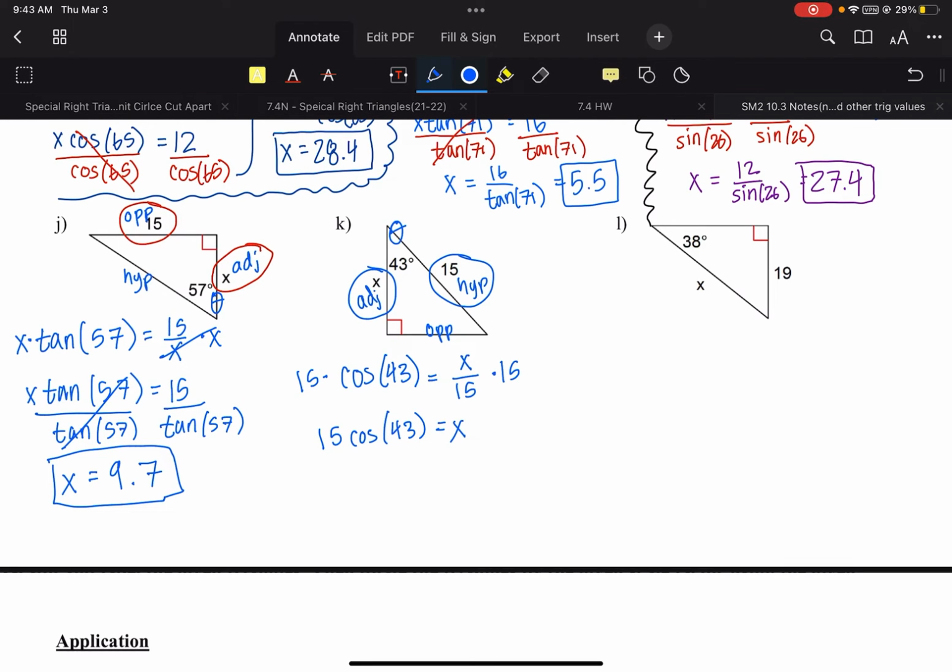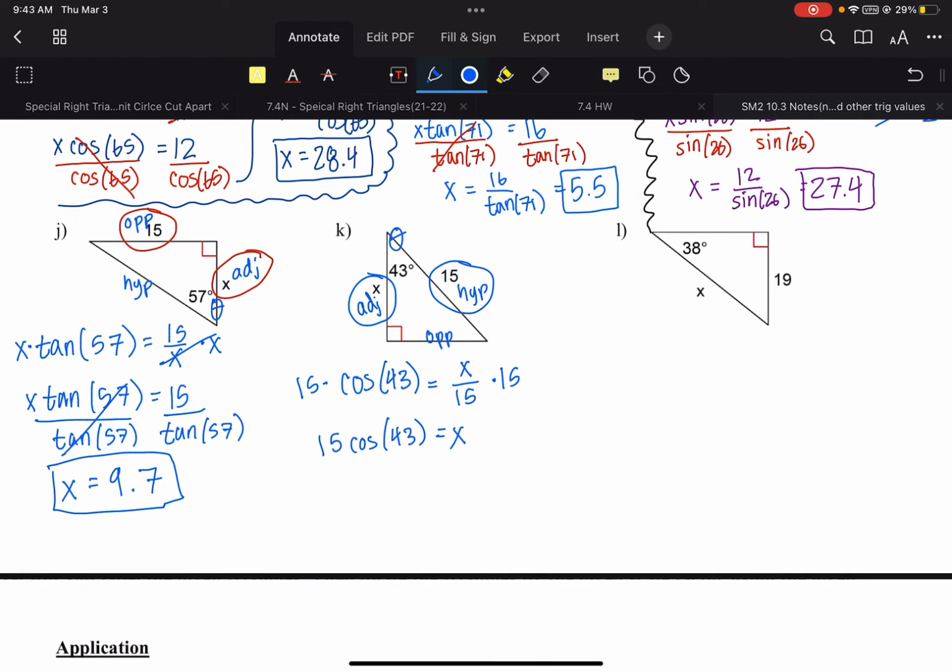Notice that at this point my x is by itself. I do not have to do any dividing because the x is by itself. So let's just type in 15 cosine of 43. I'm going to get 10.97, which is going to round up to 11, is equal to x. This is a good example of, you want to make sure you show all your steps. Right when your x is by itself, you know you're ready to type it into your calculator.